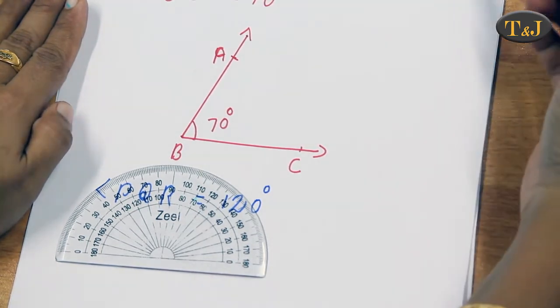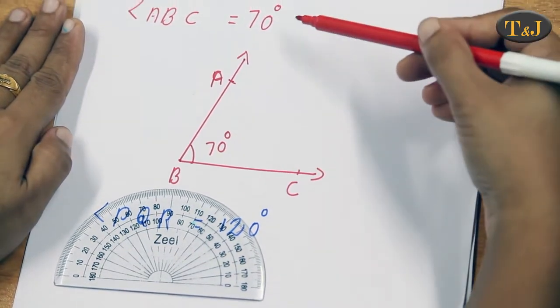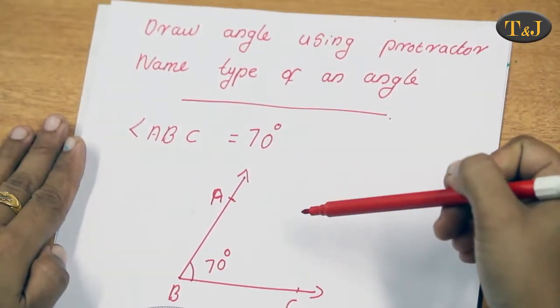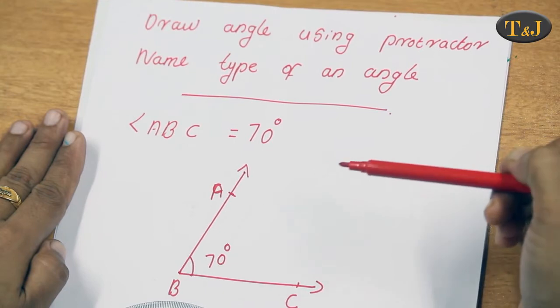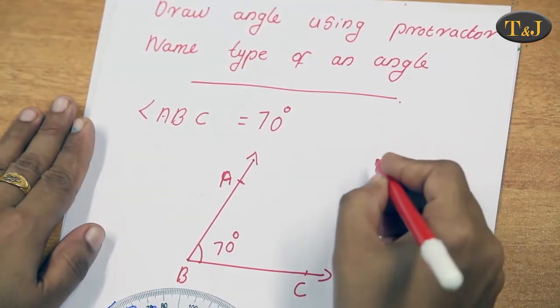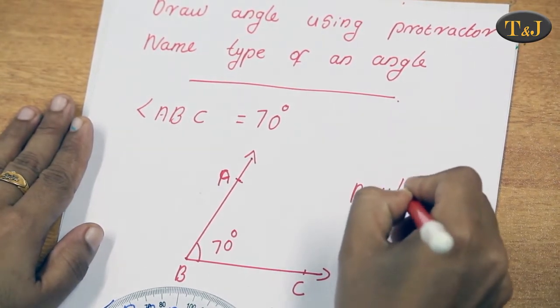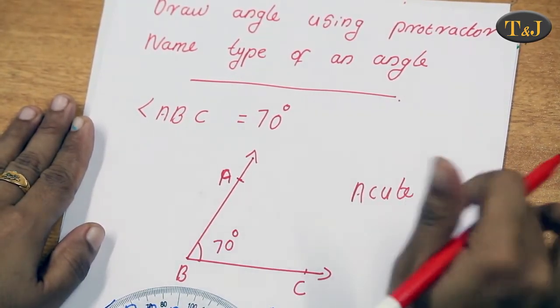Then our second portion of the question is name the type of an angle. This angle is 70 degree. We already studied less than 90 degree, that angle is known as acute angle. So 70 degree is an acute angle. So the name of this angle is acute angle.